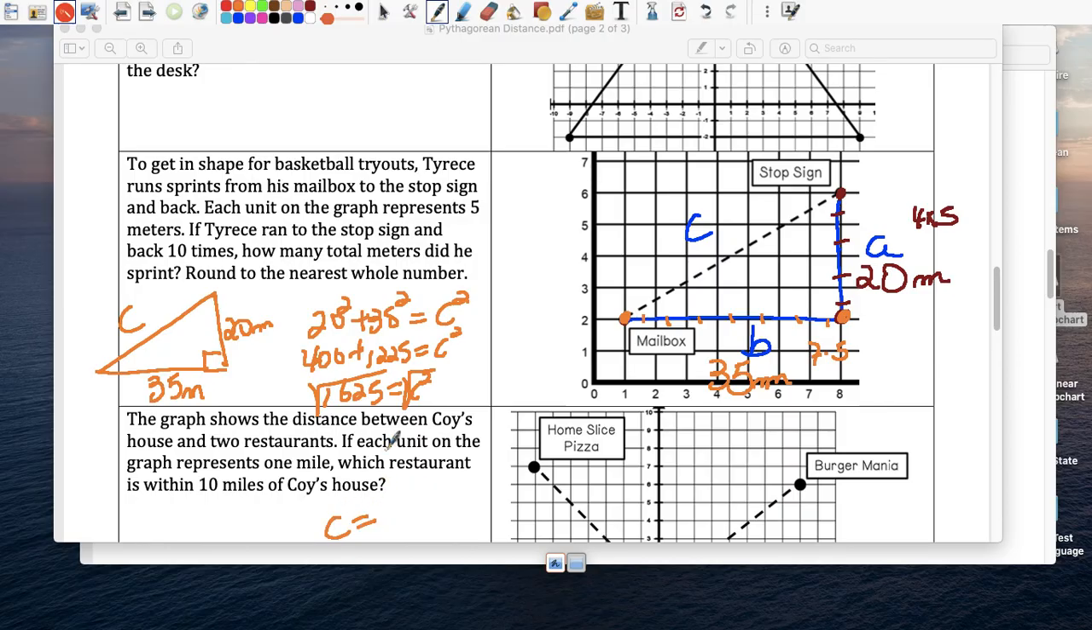And c equals, let's take the square root of that. We're going to get approximately 40.31 meters. So this distance that he's actually run is 40.31. But he did this how many times? Went to the stop sign and back 10 times.